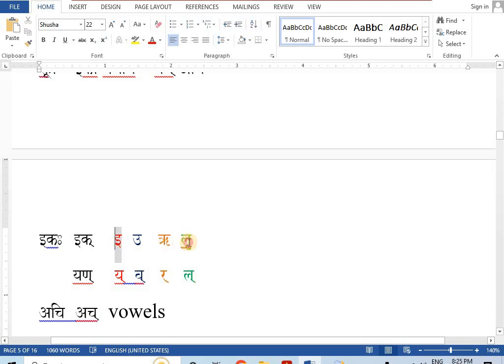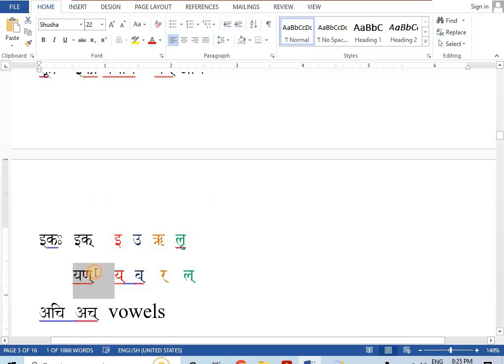If these vowels are there at the end of the previous word, and not only hrasva, there can be dirgha also, don't worry. It can be dirgha i also, no issue, right? U can be dirgha u also. Ru can be dirgha ru. So, any of these, hrasva i or dirgha i, hrasva or dirgha u, any vowel must be converted: i to ya, u to va, ru to ra, lru to la. So, that is called Ik, i u ru lru, which should be converted to Yan.